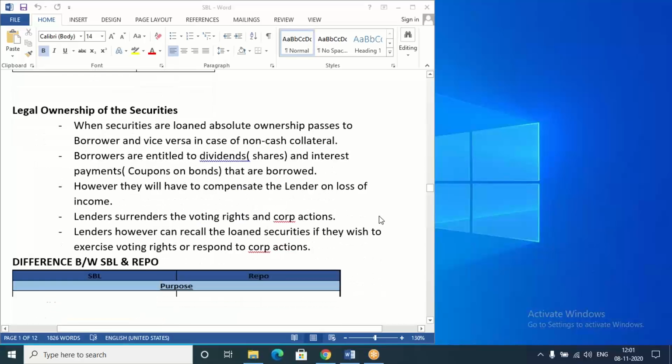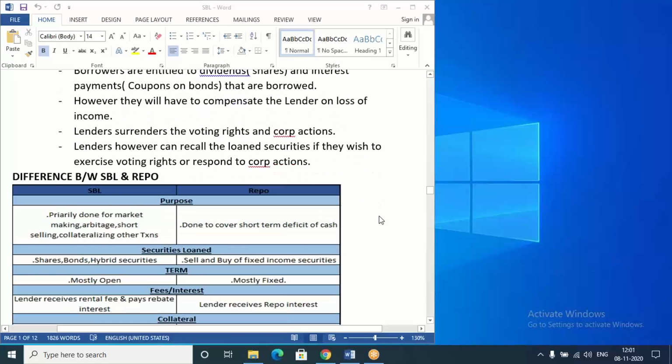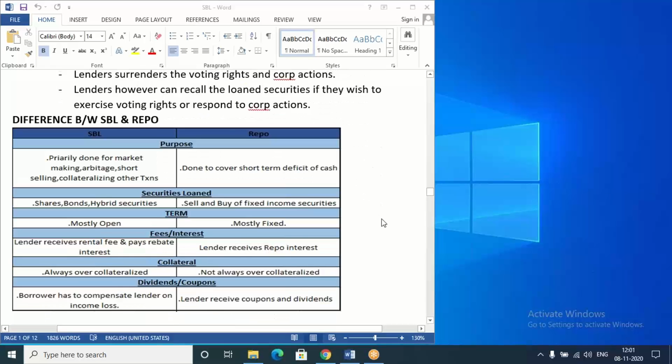Okay, so the difference between a stock borrow lending and a repo agreement. First off, the difference in the purpose of why stock borrow lending is done and why repo is done. Stock borrow lending is primarily done for market making, arbitrage, short selling, and collateralizing other transactions. What is market making?